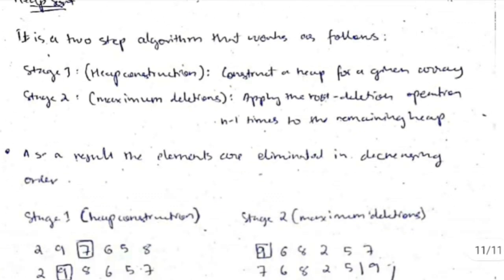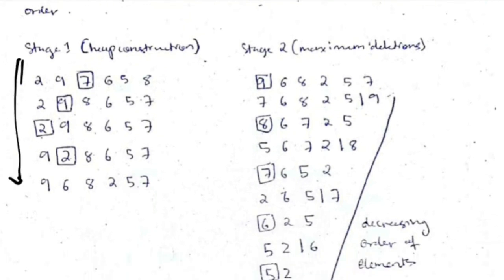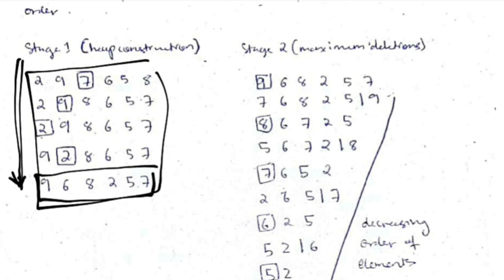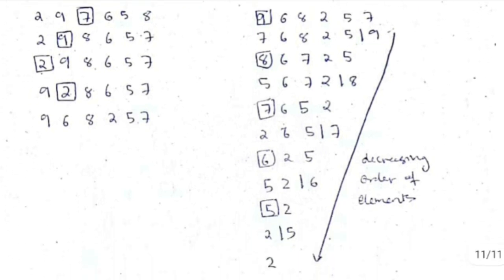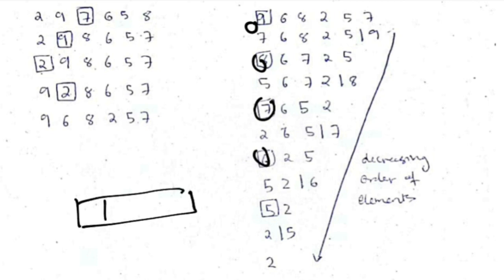So that's it. We'll use the bottom up approach to create a heap, and after we get a heap here, we'll use the maximum element deletion. That means the root node will be deleted in each iteration, and we'll select those deleted elements and store them in the form of an array. The way in which we store will be in decreasing order, and this is the algorithm for heap sort.